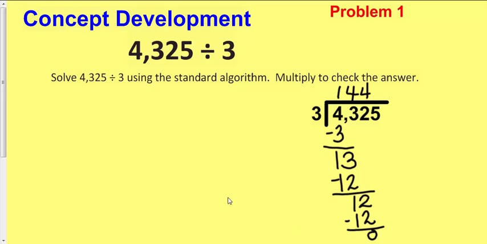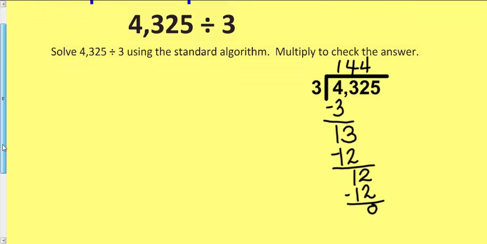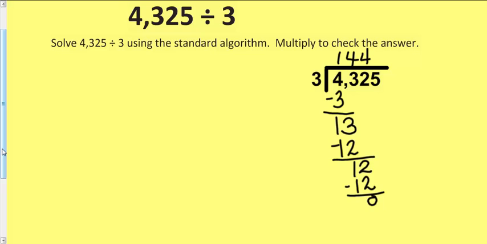And again, I talked to you yesterday about how a lot of students, anytime they get to a 0, think they're finished. But we're not finished because, first of all, I know because when I look up here at my quotient, I don't have anything in the ones place. I must at least have a 0 there. But I have not divided these ones yet.